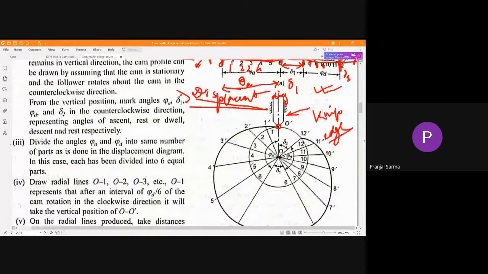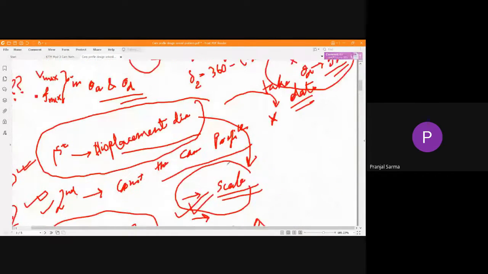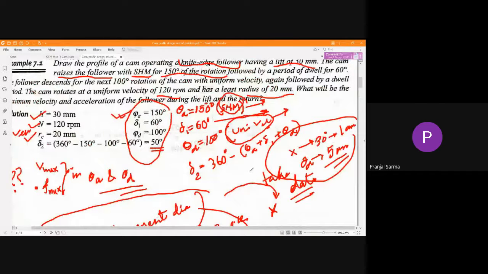So can anyone tell me what type of cam and follower arrangement it is, whether it's a radial or an offset type? In the question, nothing has been mentioned. That's why you just consider this to be inline or radial. Then your problem will be somewhat easier. If you consider this to be offset, then it will be somewhat difficult, and you also have to consider the offset value. You have to assume the offset value judiciously. So better you just consider this to be radial or inline type.